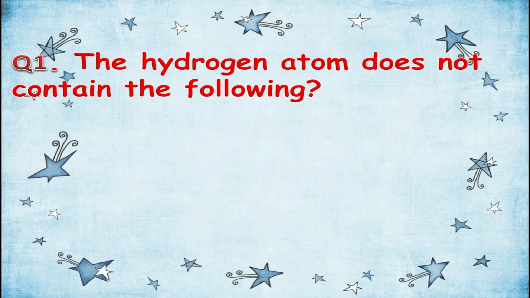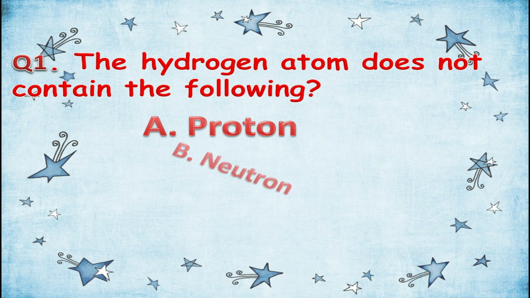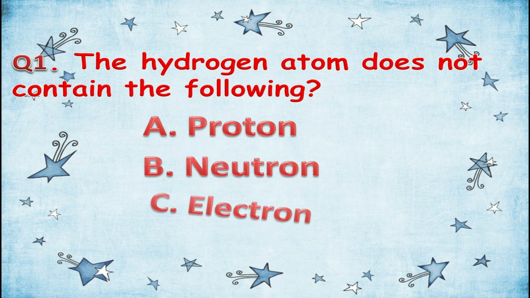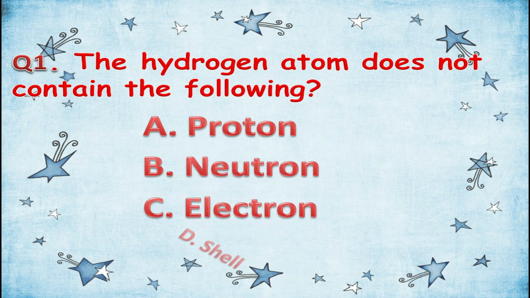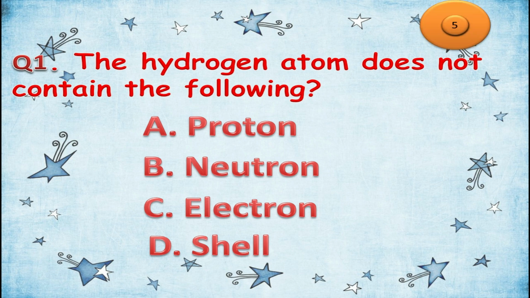Question number 1 for this quiz is: the hydrogen atom does not contain the following. You will get 4 options. You have to choose any one option. Option A is proton, option B is neutron, option C is electron, option D is shell. You will get 5 seconds to give the correct answer. So your time starts now.